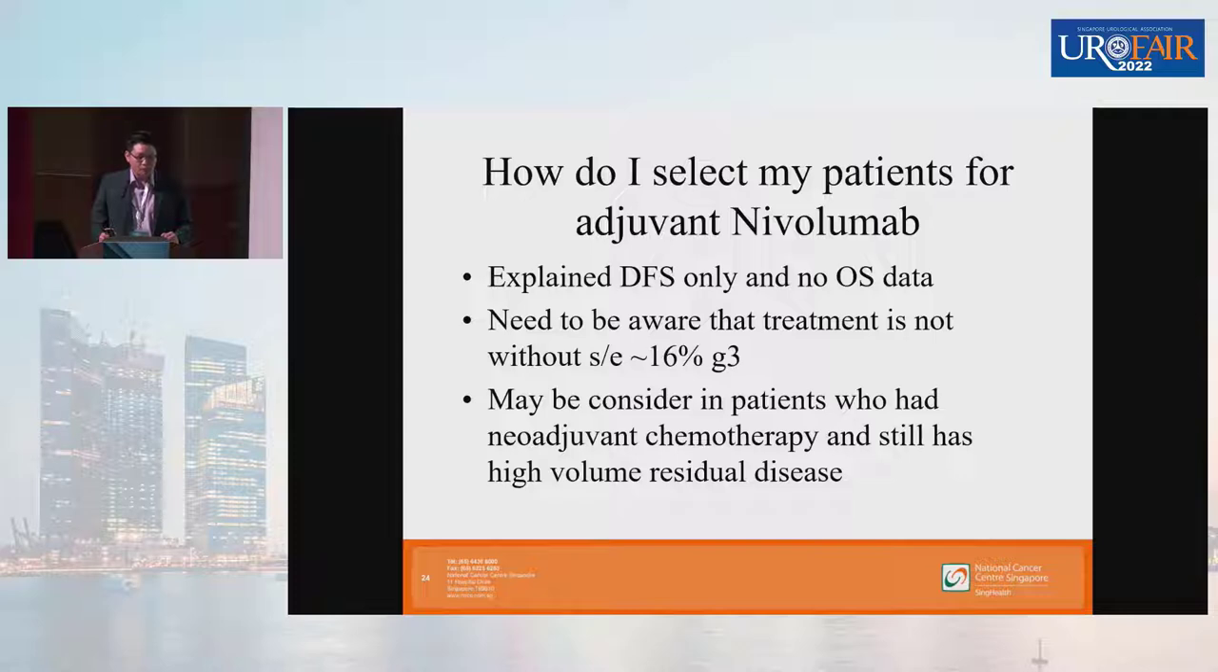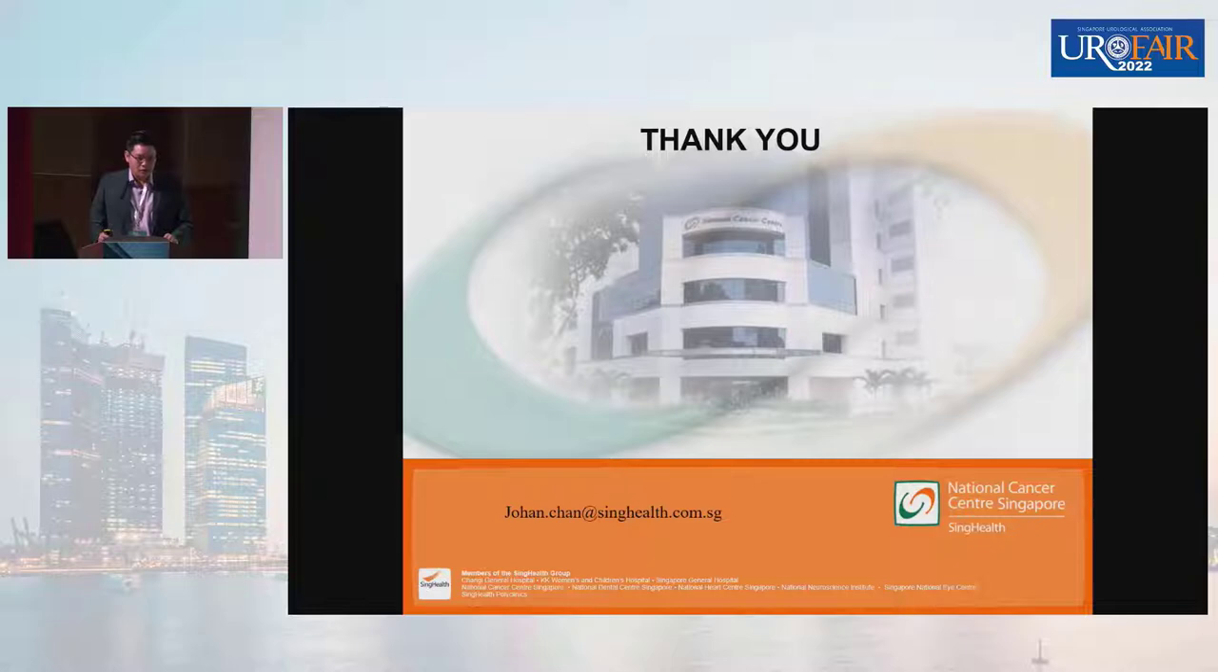Who knows? Importantly, this treatment is not without side effects. There's a 16% chance of grade 3 side effects, meaning that there may be some life-changing events, typically with immunotherapy relating to irAEs. There may be permanent sequelae from that. When do I really consider patients? I consider them when they had neoadjuvant chemotherapy, as shown in the subgroup where there was more benefit. And even after neoadjuvant chemotherapy, if there's a high volume of residual disease, in these situations it may be worthwhile trying. I'd like to end my speech, and thank you so much.